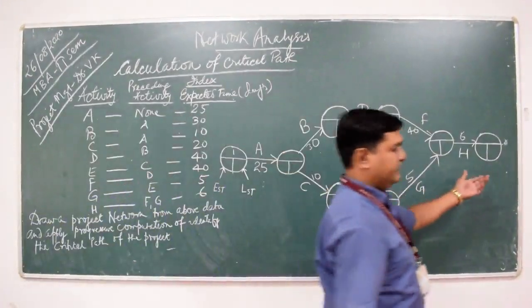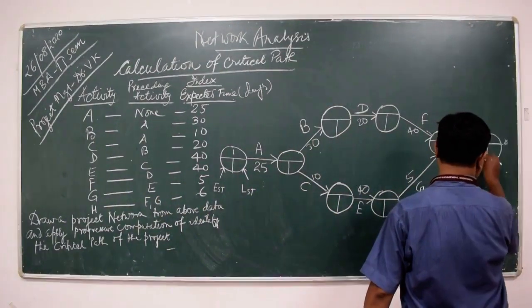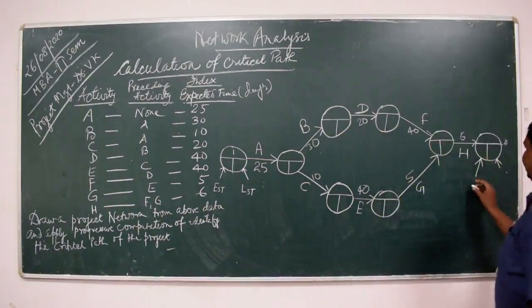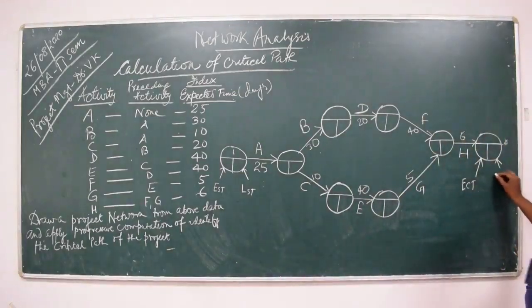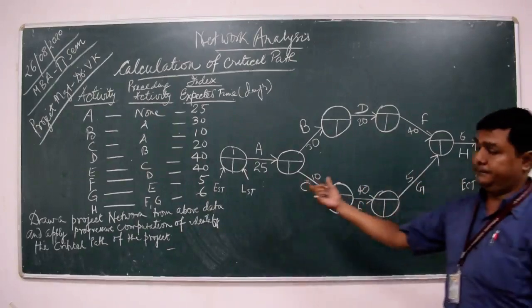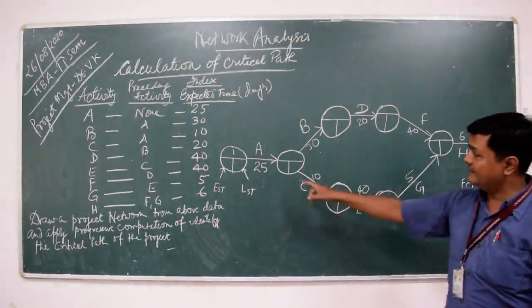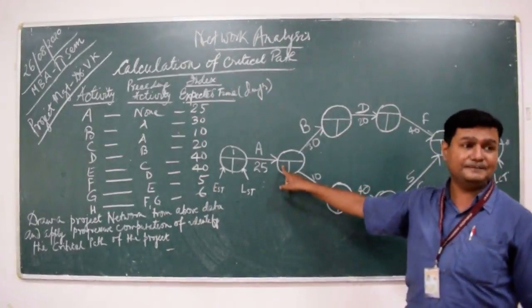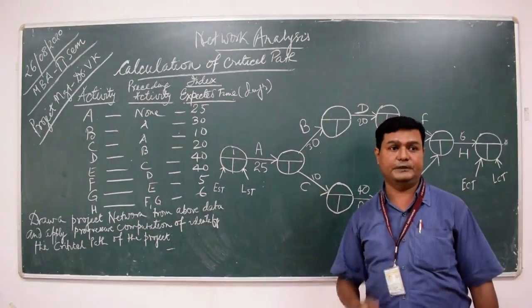Now we are coming to the last event. Again here we are having 2 parts. That is, the first part is earliest completion time written as ECT, and this is latest completion time. Now, this is about the final event and the initial event. What about the remaining events? Whether this is representing the earliest start time or the earliest completion time. So it is a bit confusing.